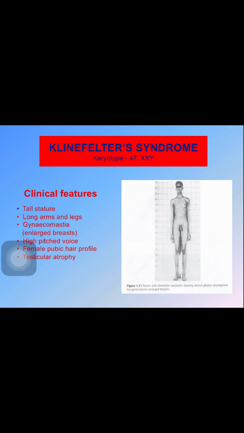Voice high pitched. Female pubic hair profile. In males, the pubic hairs are in a triangular shape just below the umbilicus, but here there are no hairs in this infra umbilical region, and they are confined to the suprapubic region only, as in the case of the females. An atrophy of the testes. Testes are not properly formed, they are reduced in size or almost absent.